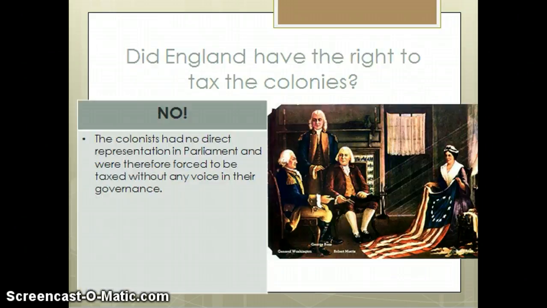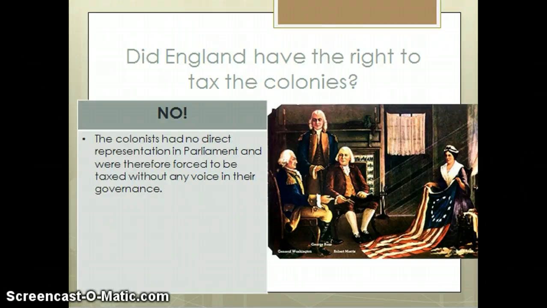So the crux of the argument around taxation really was this, and after the Boston Massacre, people started really debating this. Did England have the right to tax the colonies? The colonists said no, because they had no direct representation in Parliament, and they were therefore forced to be taxed without any voice in their governance.